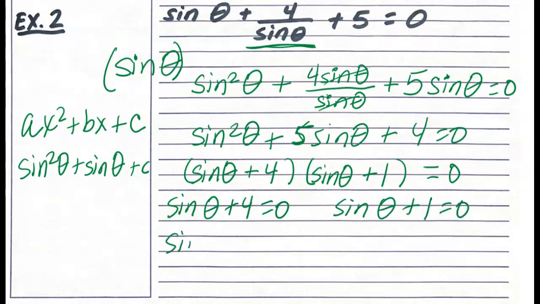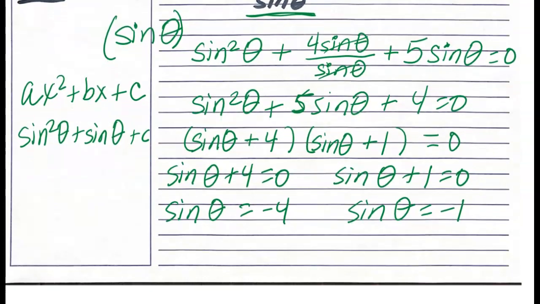I get something like sine theta equals -4 and sine theta equals -1. Well, I hope you know by now, is there a -4 anywhere on that unit circle? Nope. No solution for this guy. And then let's talk about -1. Sine is which value, x or y? Y. So now just look on your unit circle.